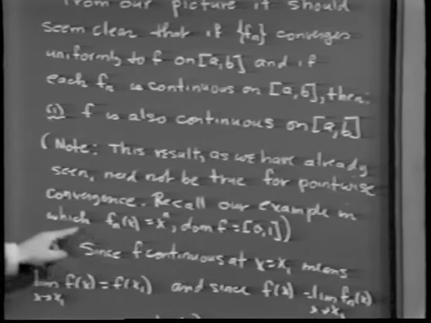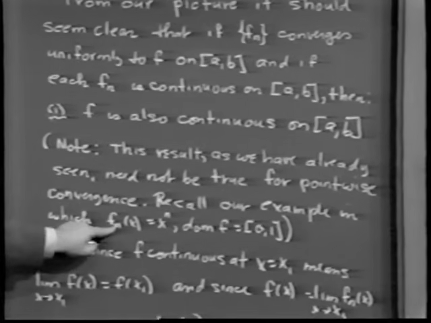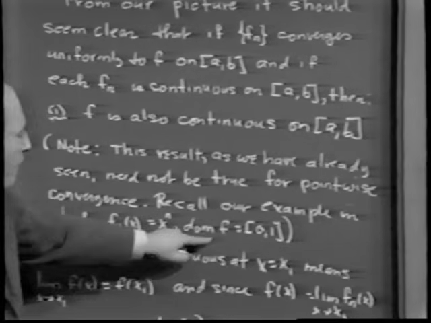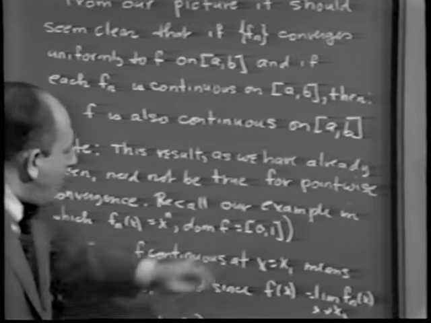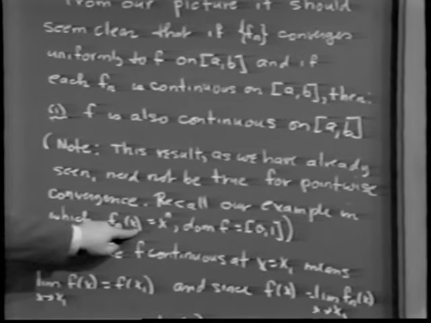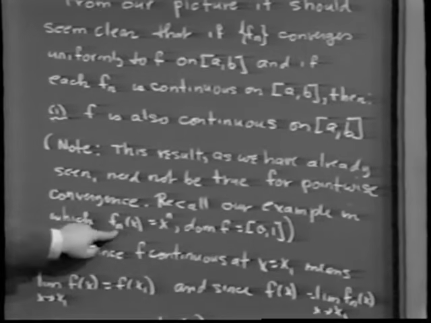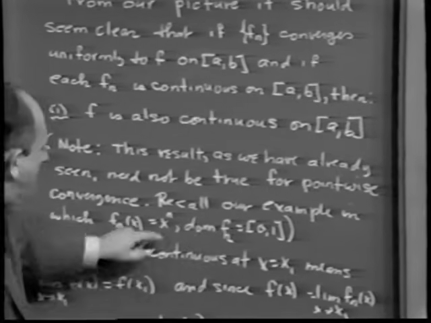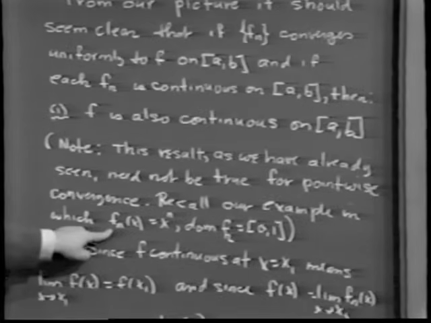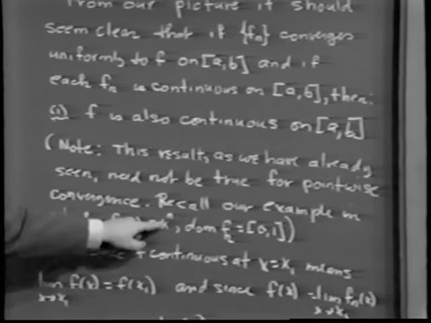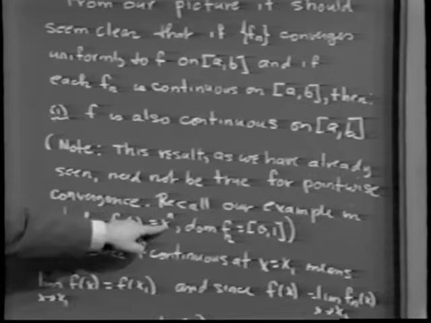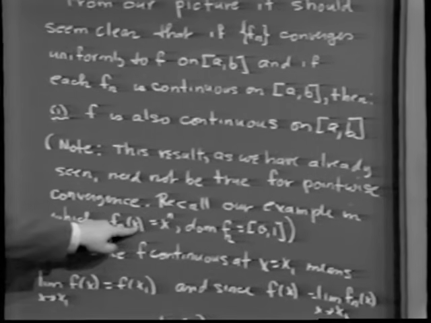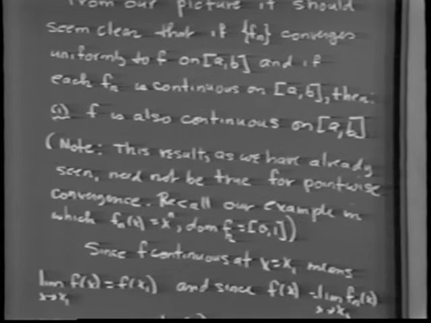In particular, recall our example in which we defined f sub n of x to be x to the n, where the domain of f was the closed interval from 0 to 1. Remember what happened in that case? Each of these f sub n's is continuous. But the limit function, you may recall, is 0 if x is less than 1, and 1 if x equals 1. In other words, the limit function was discontinuous at x equals 1.